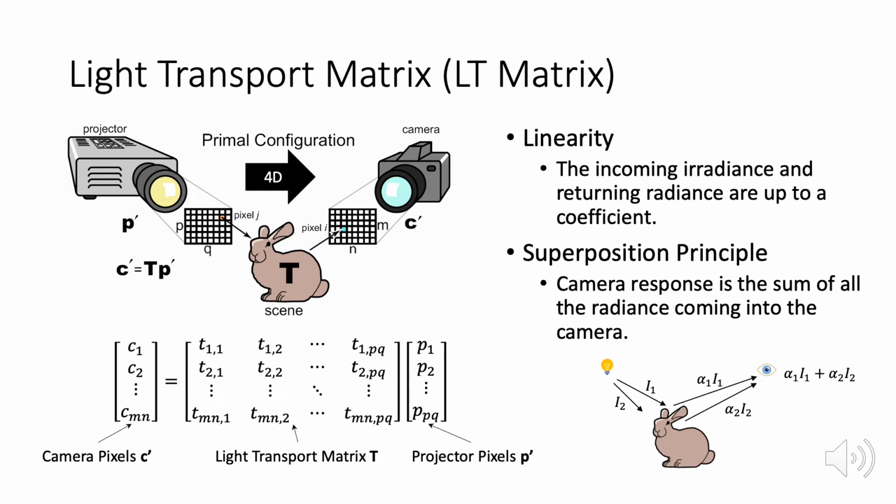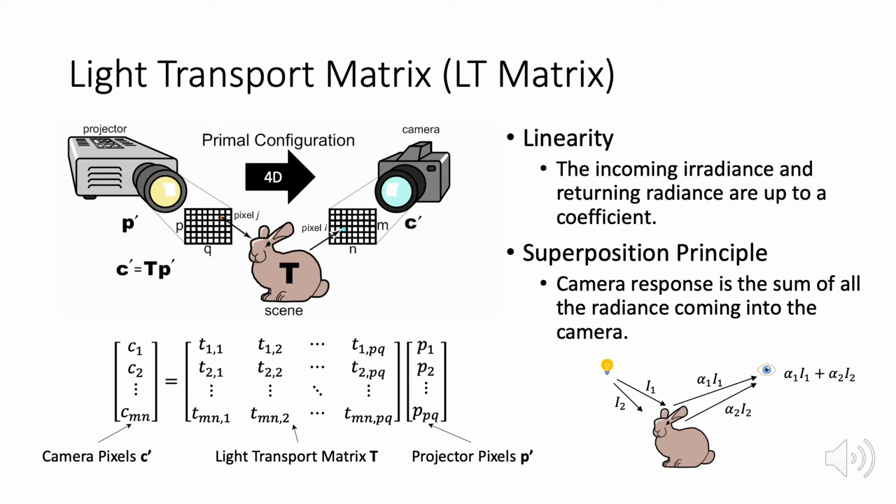To make sense of the light transport matrix, let's claim two axioms, linearity and the superposition principle. The linearity tells that the incoming irradiance times a coefficient equals the radiance coming to the camera. The superposition principle tells that if we know all the irradiance of every single light, we can simply sum them up to get the camera response.